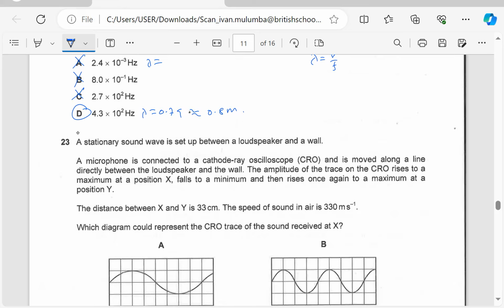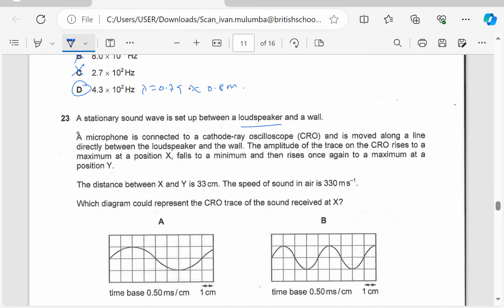A stationary sound is set up between a loudspeaker and a wall. A microphone is connected to a cathode ray oscilloscope and is moved along a line directed between the loudspeaker and the wall. The amplitude of the trace on the CRO rises to a maximum position at point X, falls to a minimum, and then rises once again to a maximum at point Y. So we have an antinode here, a node, and an antinode.